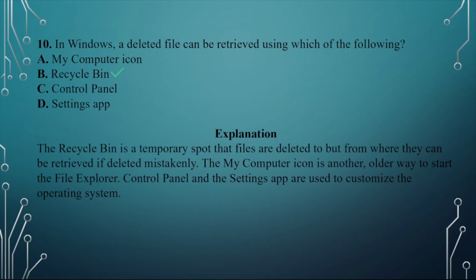Recycle bin is the answer here. So the recycle bin is a temporary spot that files are deleted to, but from where they can be retrieved if deleted mistakenly. The computer icon is another, older way to start the File Explorer. Control panel and the Settings app are used to customize the operating system. So remember, if you delete something, search up recycle bin and you'll most likely find it there. And of course, you can recover it and put it where it belonged.